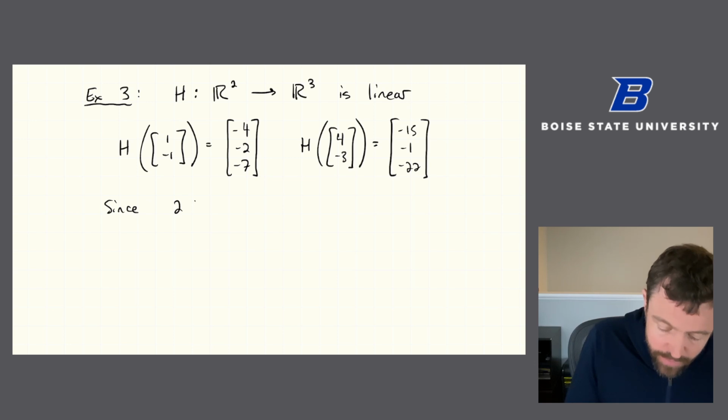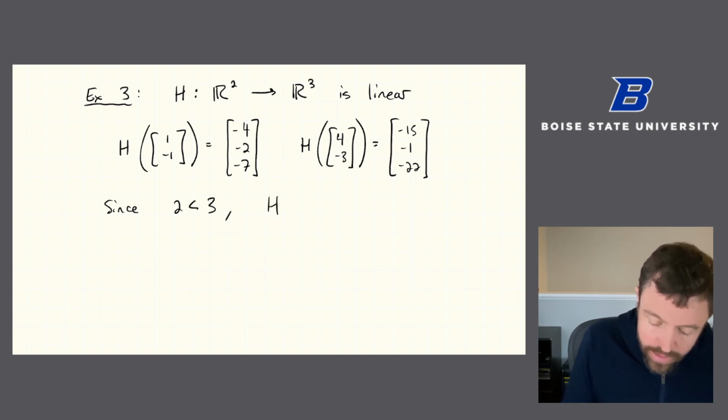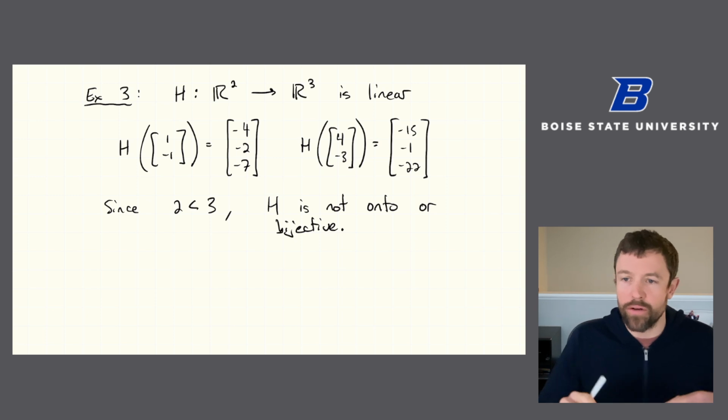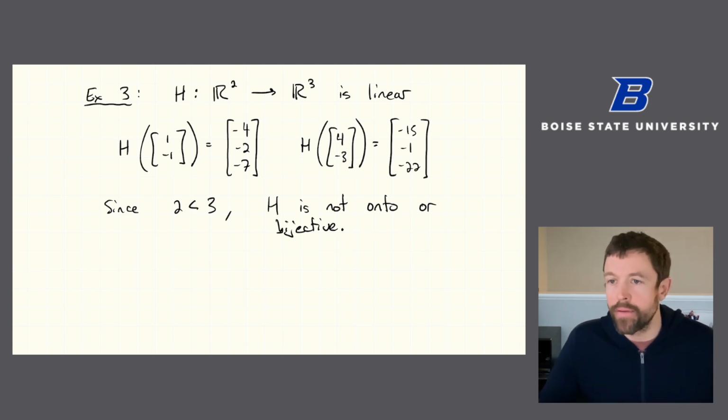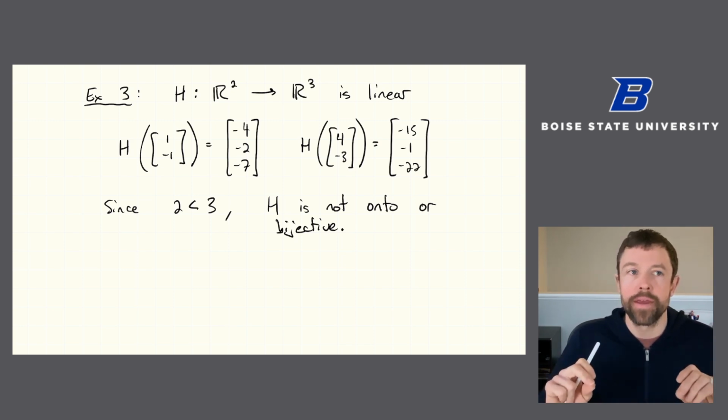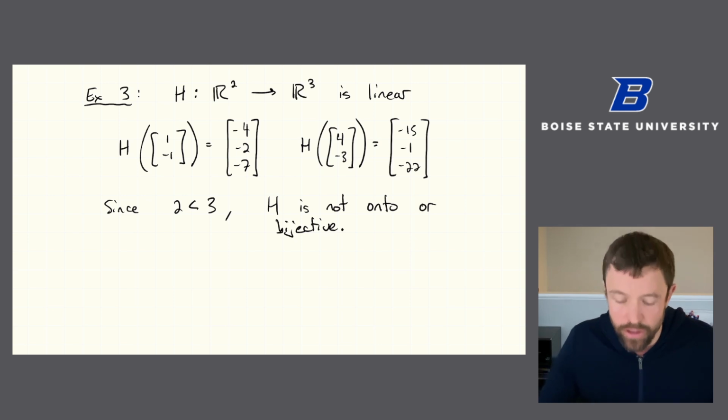So since our input is less than our output in dimension, H is not onto or bijective. You'll start to see this pattern. If we can rule out either one-to-one or onto, then we've ruled out bijection, right? The only situation in which we could have a bijection is when the dimensions are the same, in which case we can't rule anything out to start.